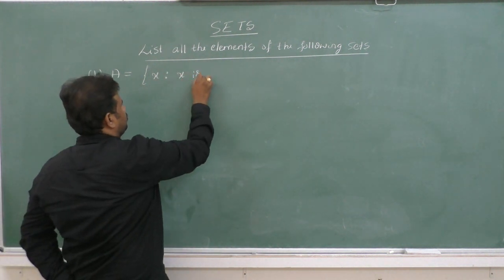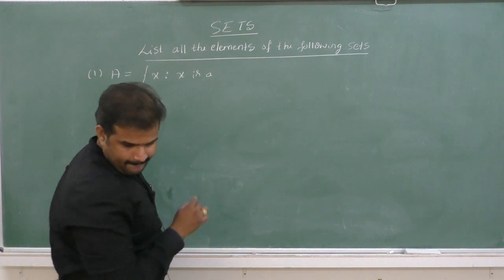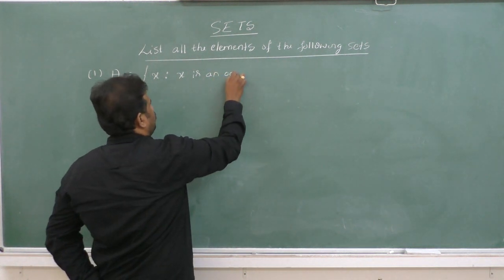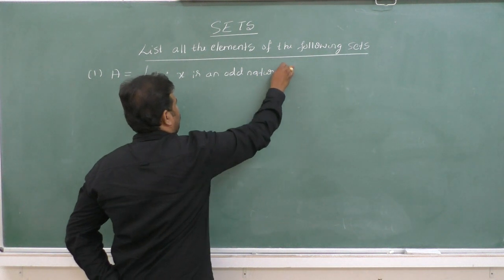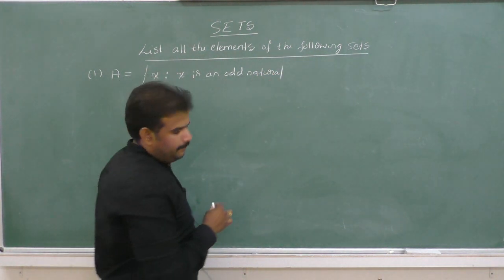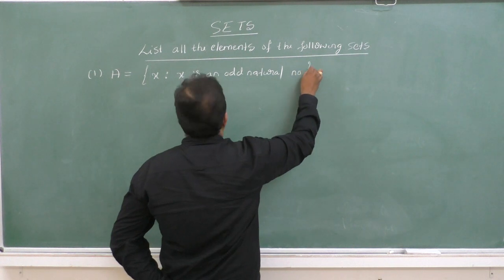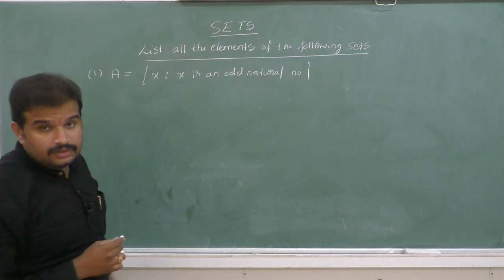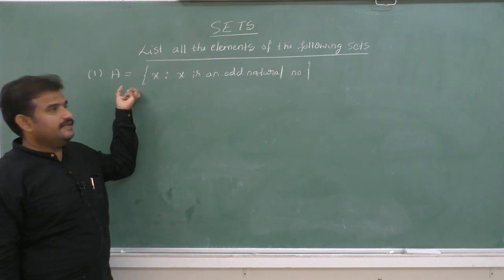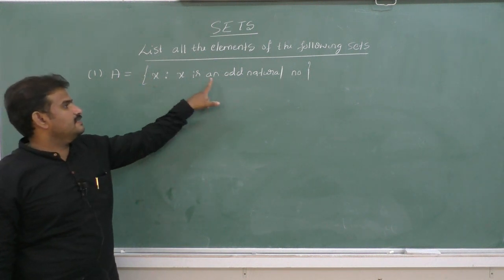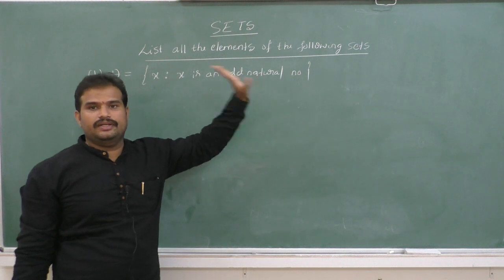x is an odd natural number. So, you have to list all the elements of the set. What is the set that is given? Here x is defined as an odd natural number.